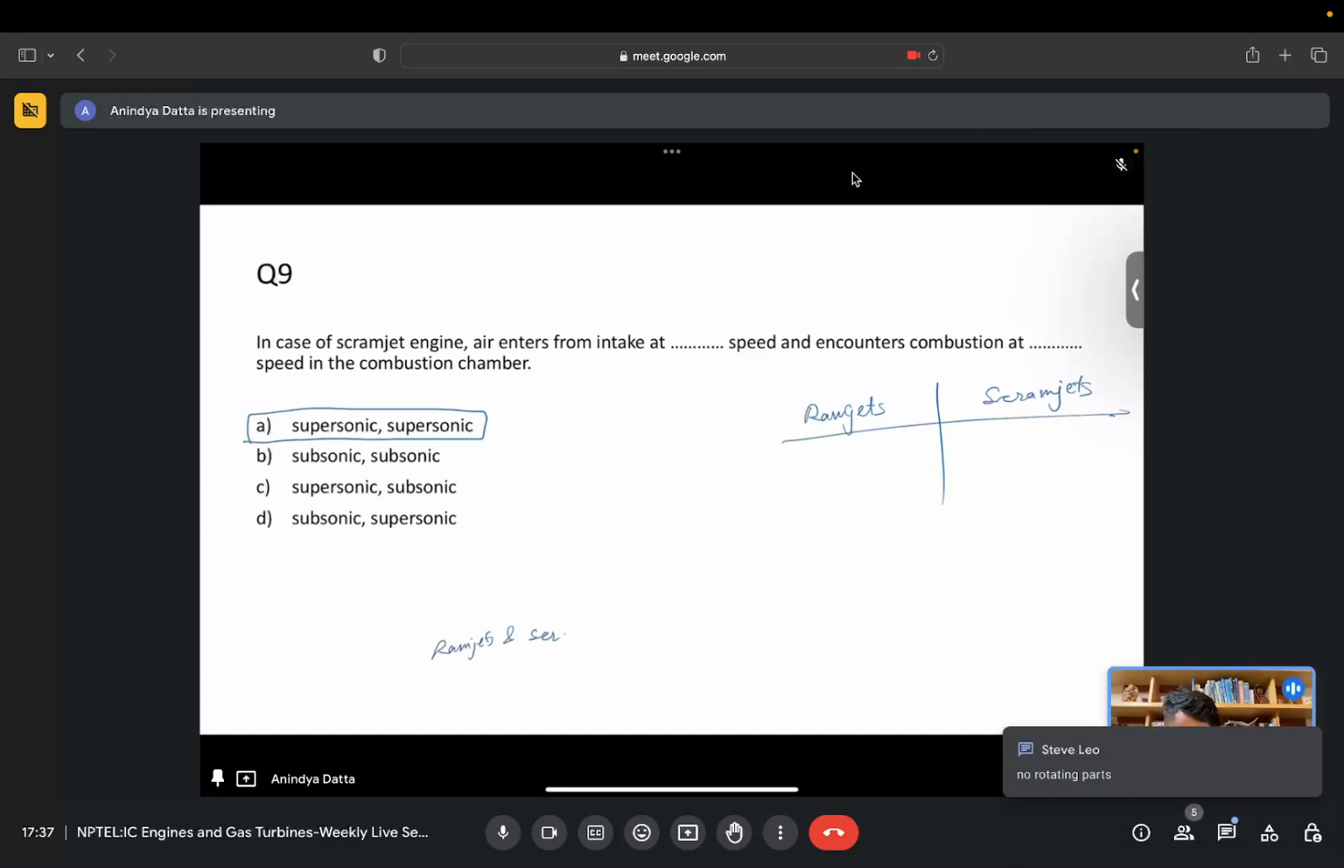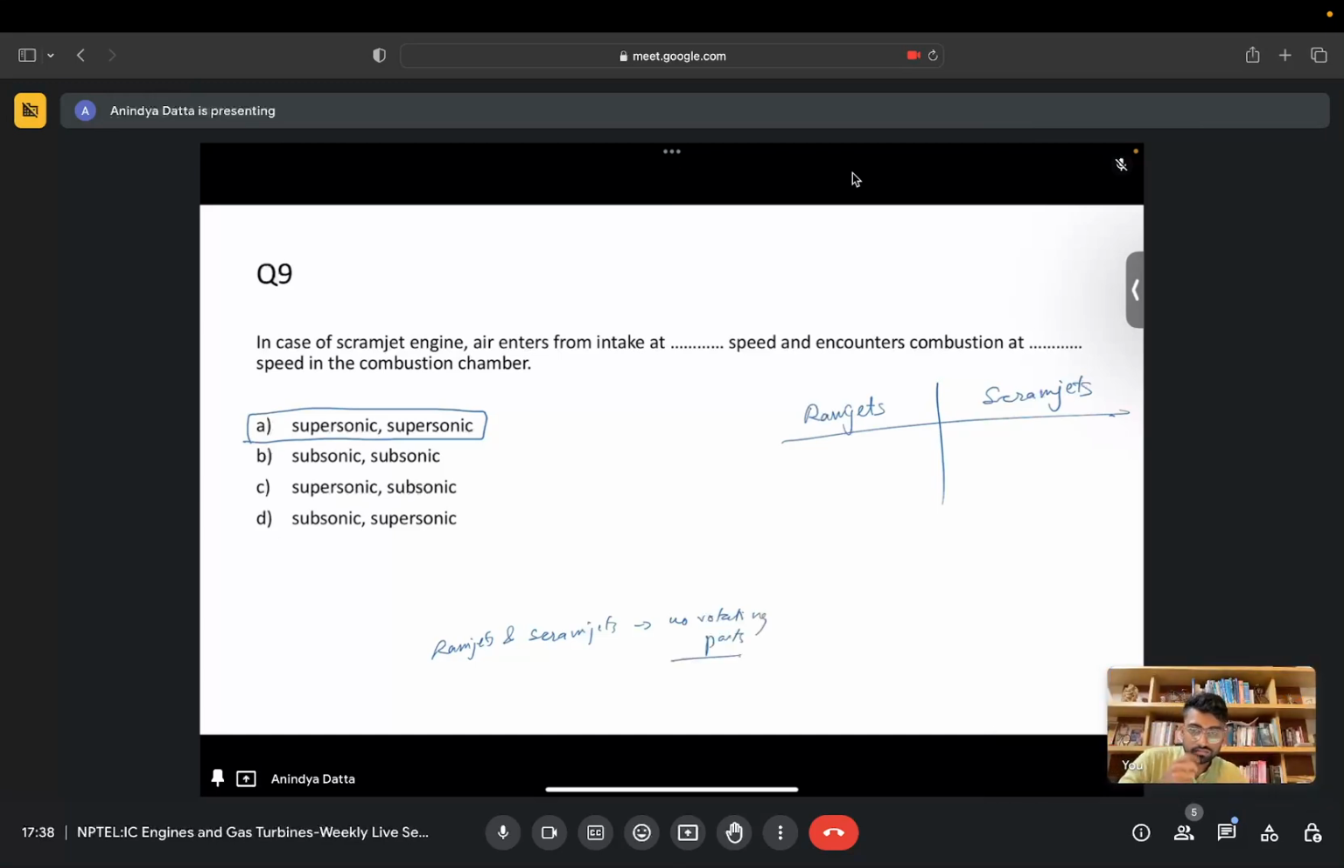Ramjets and scramjets, right, they have no rotating parts. They have lower efficiency and they can fly at higher altitudes. No, that is not the basic difference. That is coming to that, but the main difference is that they don't have any rotating parts. Yeah, that is also one difference.